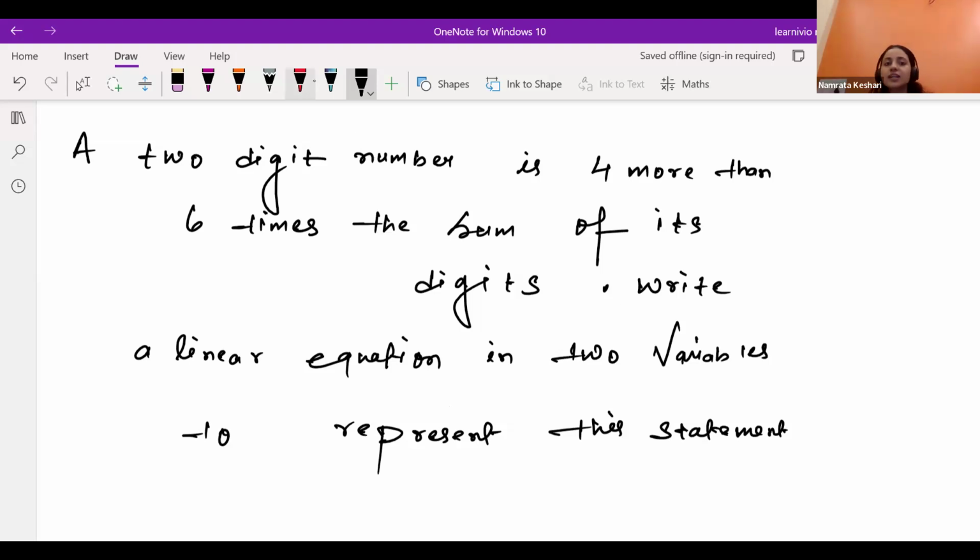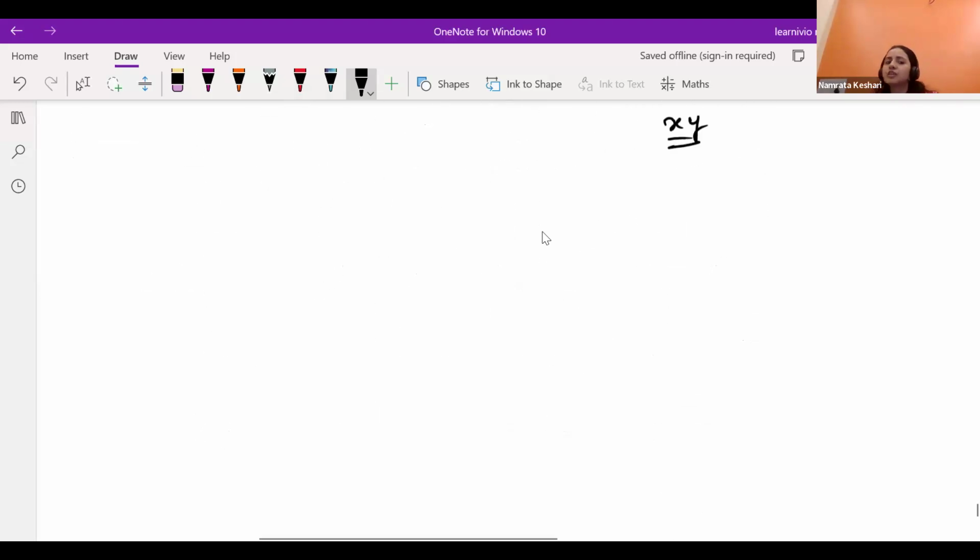Yeah, let's discuss it. Okay, let's continue. Here the question says that a two-digit number is 4 more than 6 times the sum of its digits. Whenever this type of question is there, the first thing that comes to our mind is to take xy as a two-digit number. This is how we write a two-digit number in general. In real life a two-digit number looks like 27, 18, or 25. So if you have to assume a two-digit number, you will assume something like this, right?